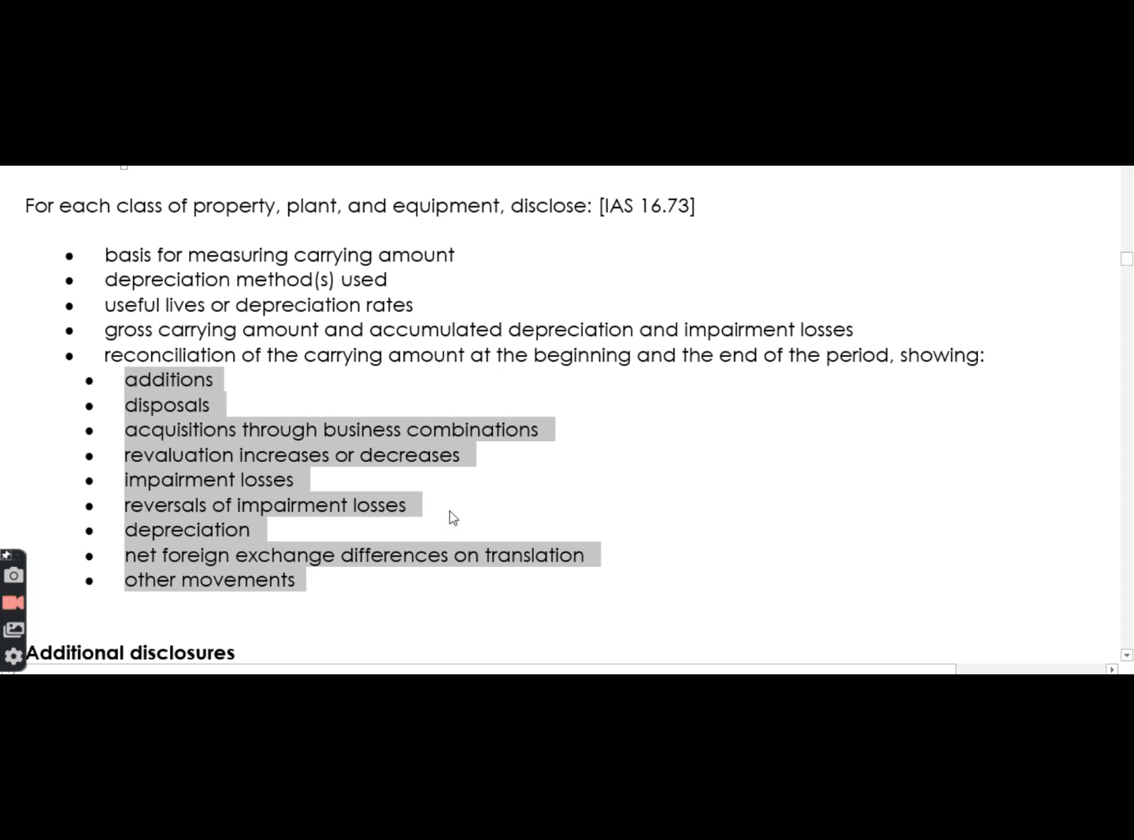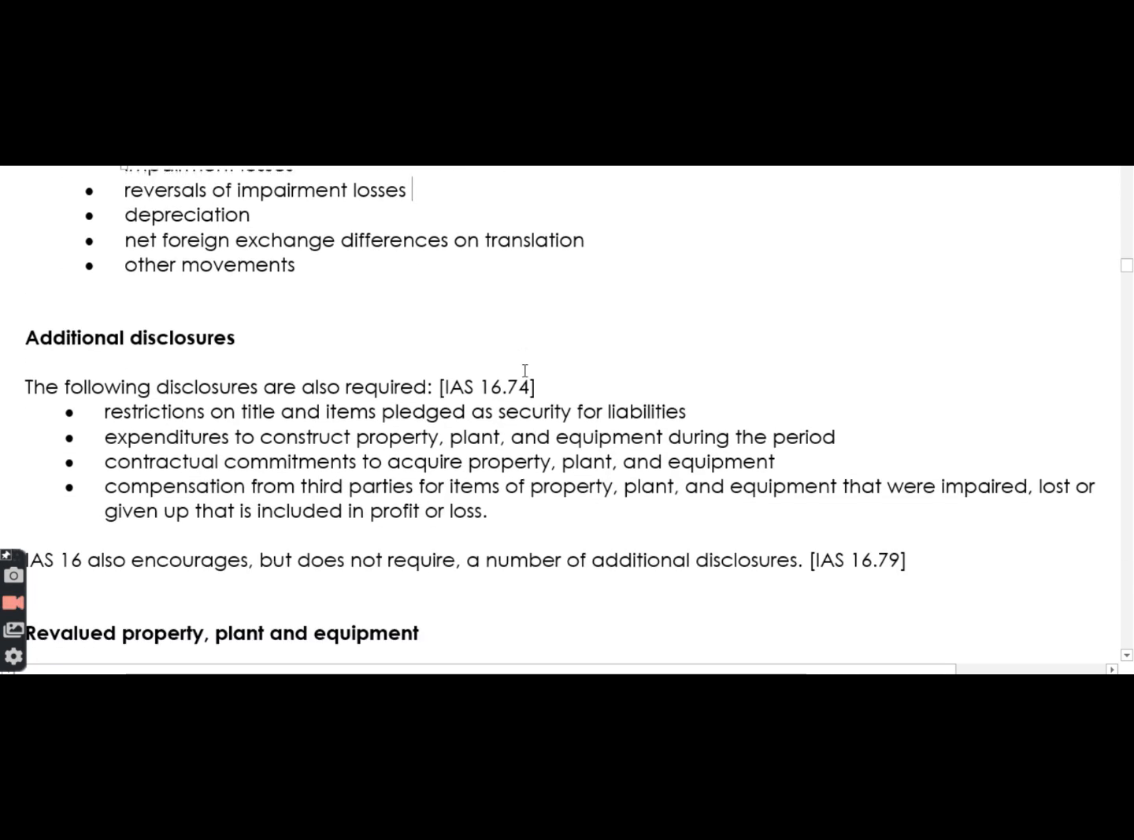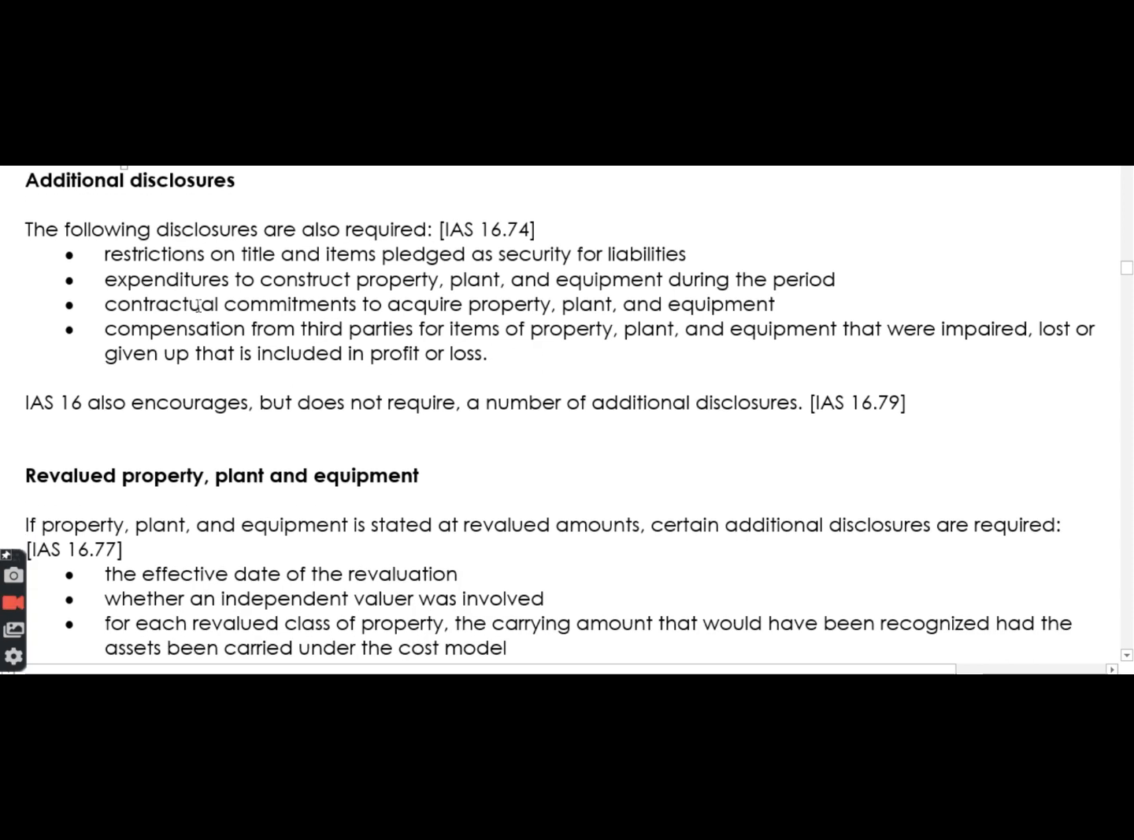Are there any amounts that you lost due to fire or other types of recognitions? Okay, so those are basically your disclosures there. Aside from that, you also need to recognize other disclosures such as restrictions on title and items pledged as security for liabilities. So if there are any encumbrances relating to your PPE.